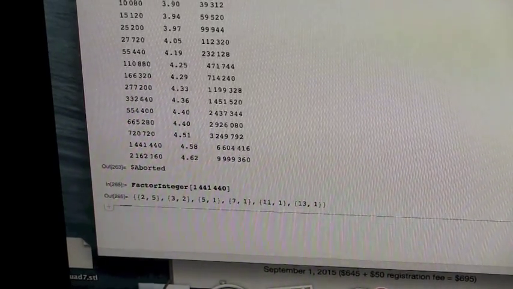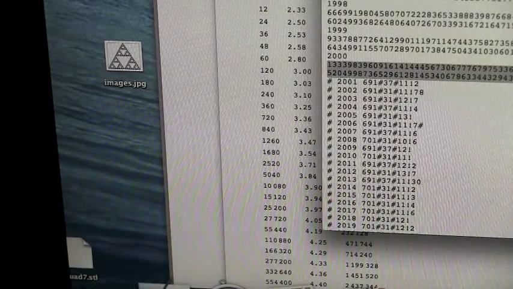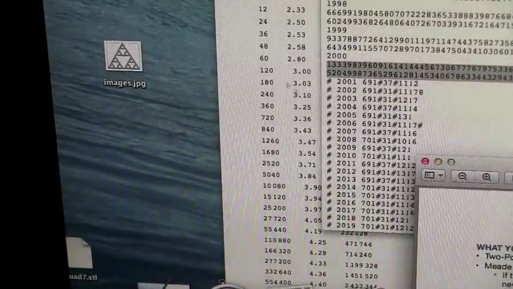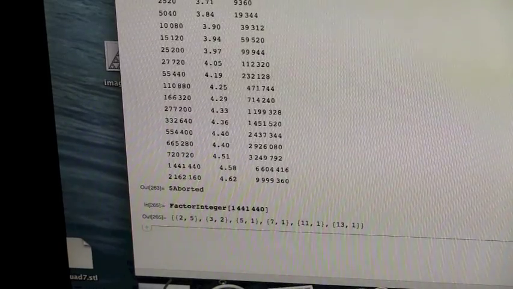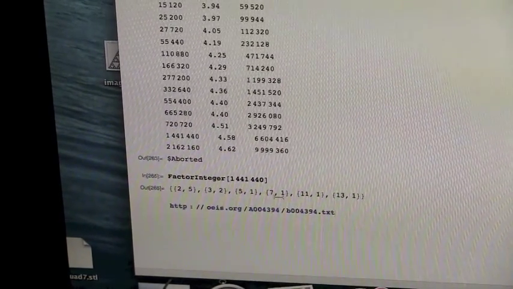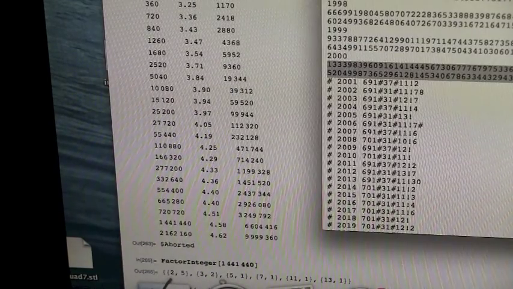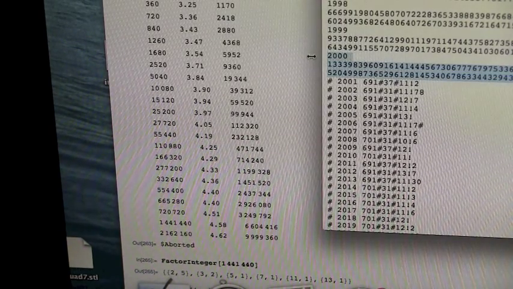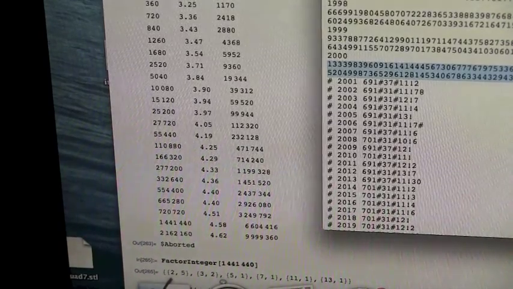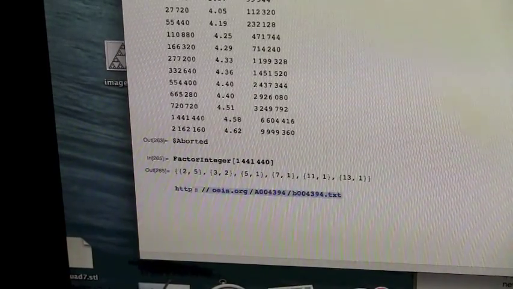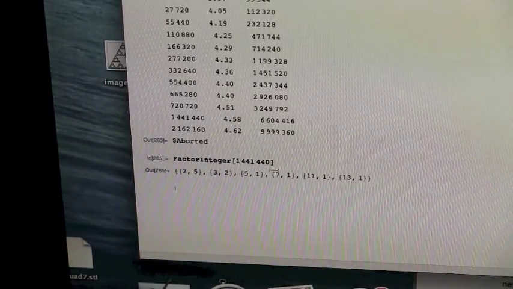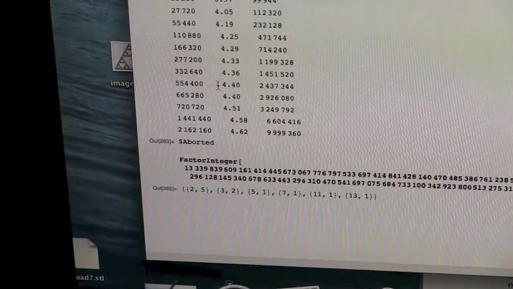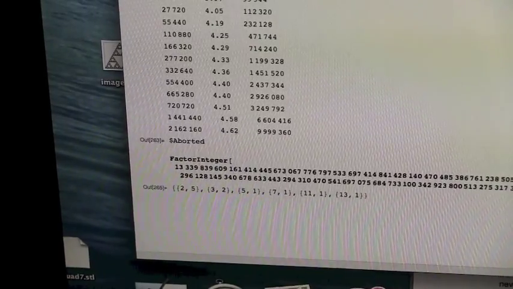I might still have it up on the screen. This is the 2000th number in the list. You ready to see this number? I'm going to put it into factor integer. Whoa. That's a large number, but let's see how it factors.